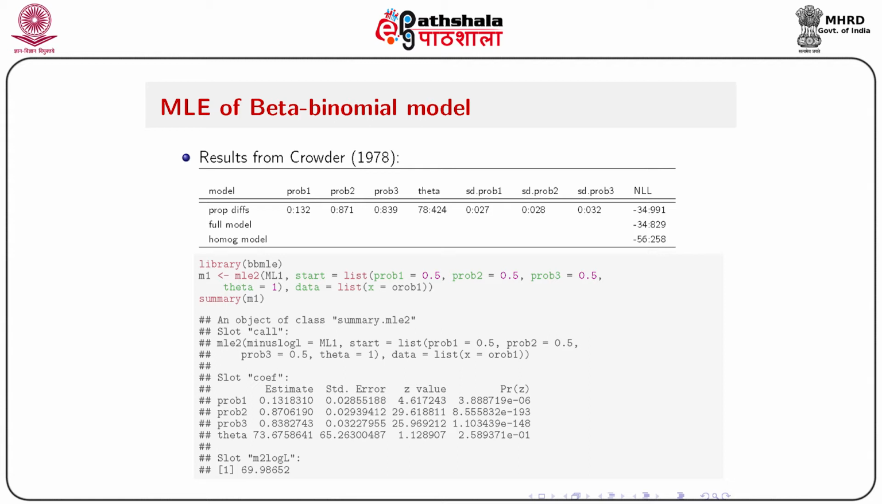Start with the initial values set as 0.5, 0.5, 0.5, and theta is 1, and data equals x, list x equals ORO B1, and then you get the summary. The summary gives the estimate of the coefficients prob 1, prob 2, prob 3, and the theta estimate, standard error, z value, and probability, and also the -2 log likelihood value given here.